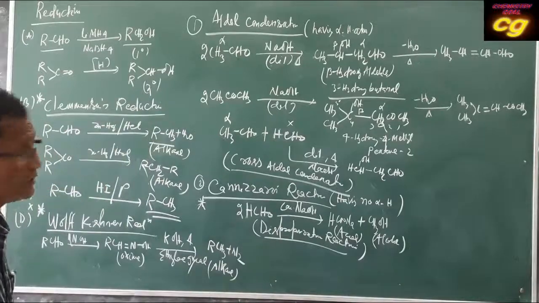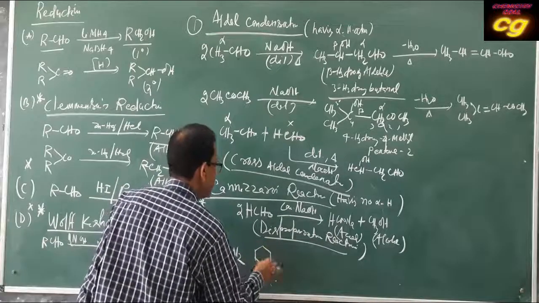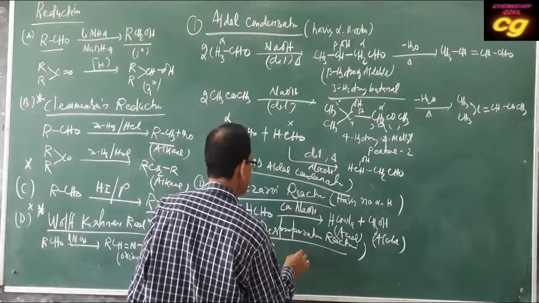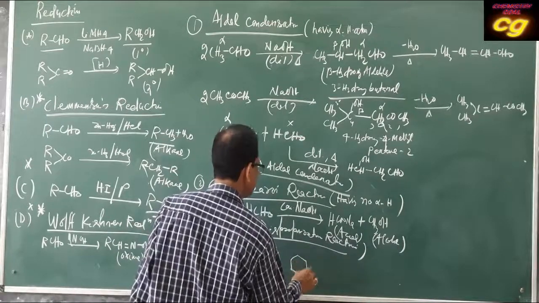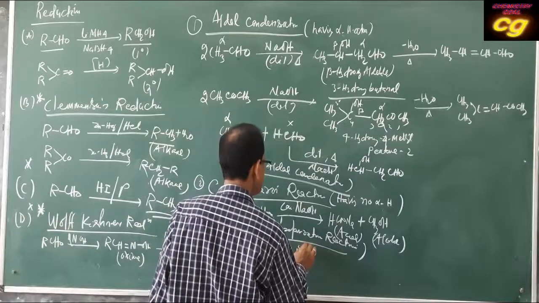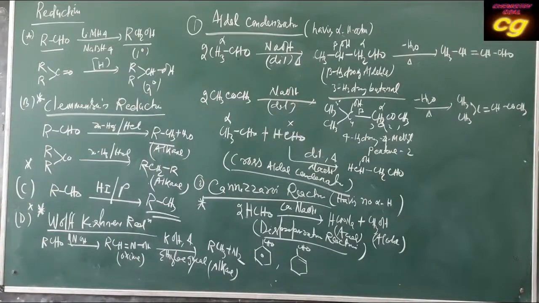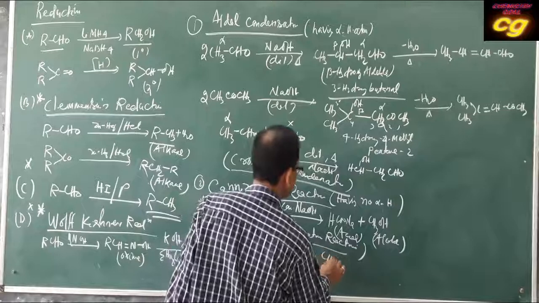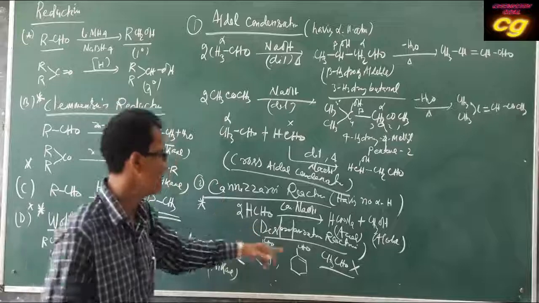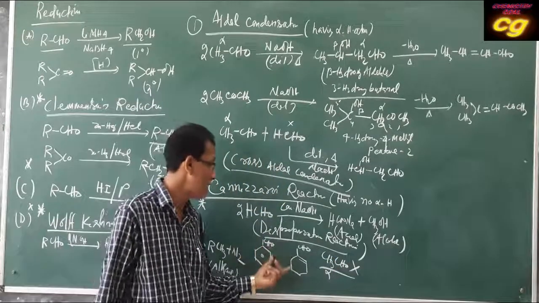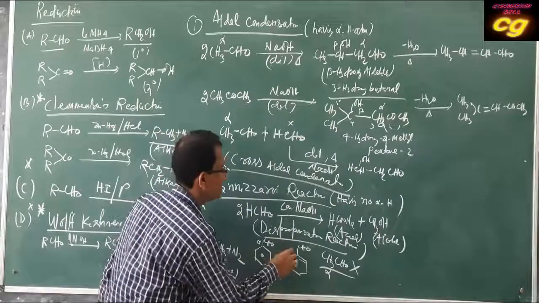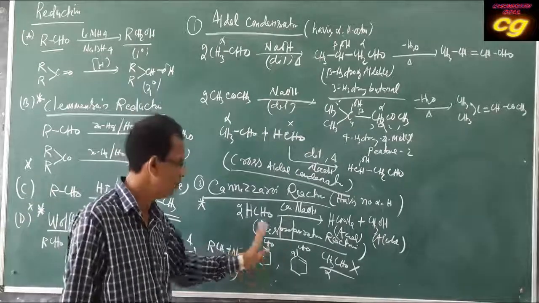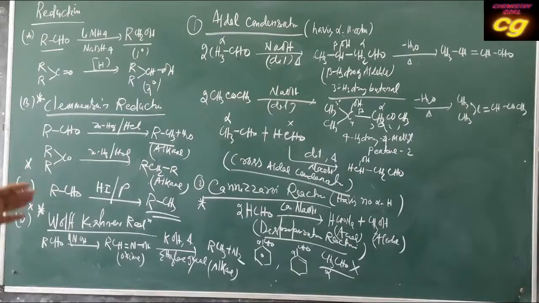Then which compound will give it? Benzaldehyde will give it. Benzaldehyde also gives this reaction. This compound also gives it, having no alpha hydrogen atom. Having no alpha hydrogen atom, it can give Cannizzaro's reaction. Then CH3CHO will not give Cannizzaro's reaction because it has alpha hydrogen atom. We have to select the aldehyde having no alpha hydrogen. This is the alpha carbon. The hydrogen atom should not be there on the alpha carbon, then it will give Cannizzaro's reaction. So this is about the Cannizzaro reaction and aldol condensation.